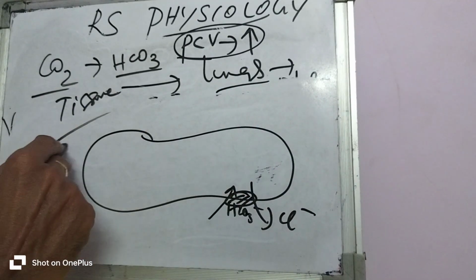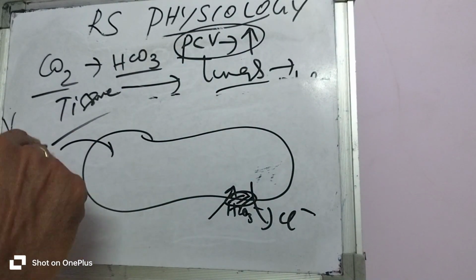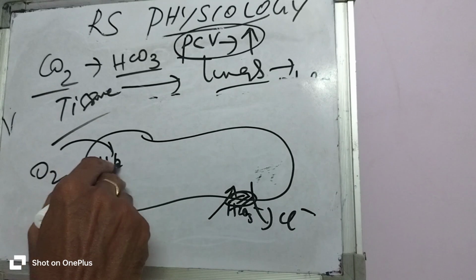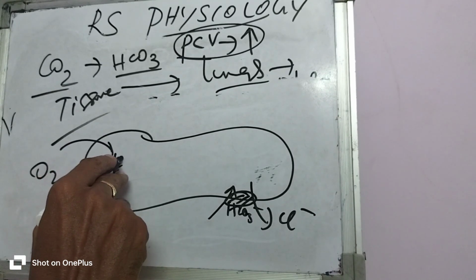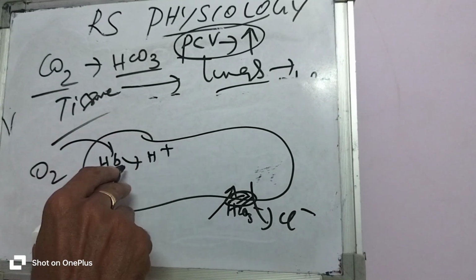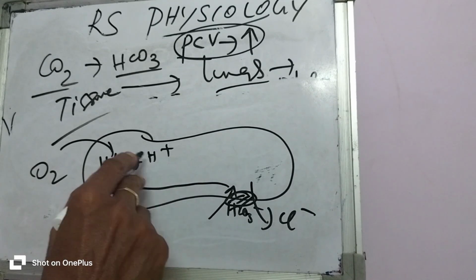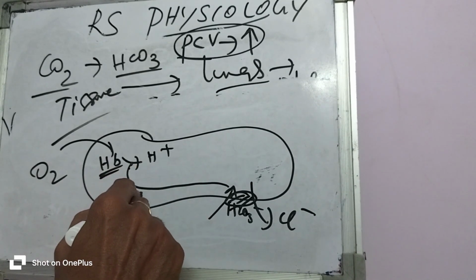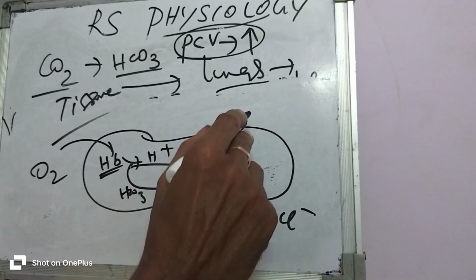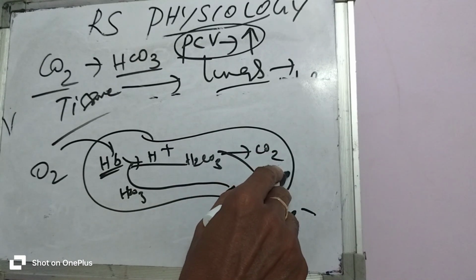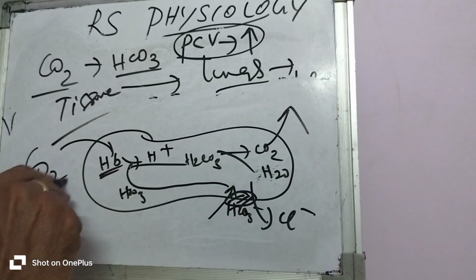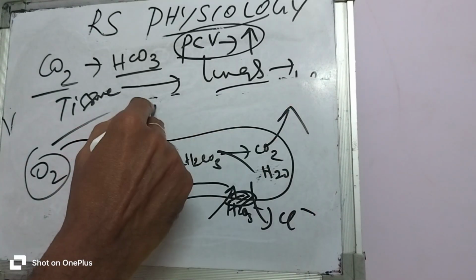And here what happens? The oxygen from the lungs enters the RBC and combines with the hemoglobin. So the H plus which is present with the hemoglobin gets dissociated, and it combines with the bicarbonate which has entered and forms H2CO3, which dissociates into CO2 and H2O, and CO2 is exhaled. So loading of oxygen causes unloading of carbon dioxide, and this effect is called the Haldane effect.